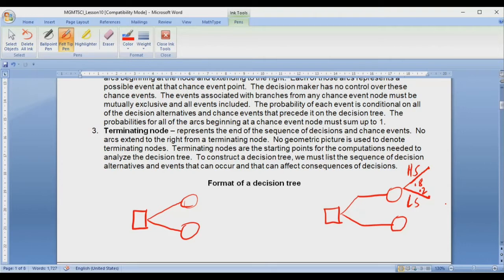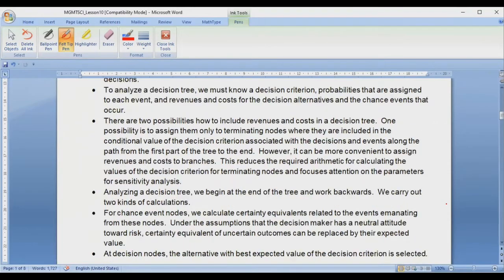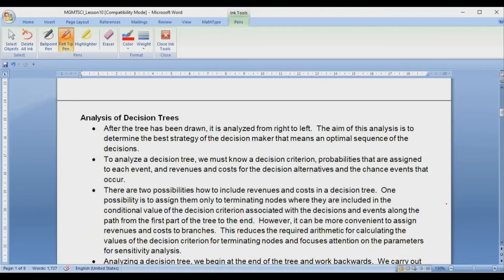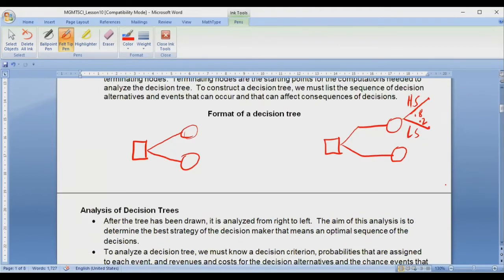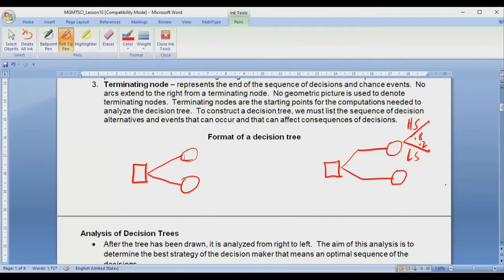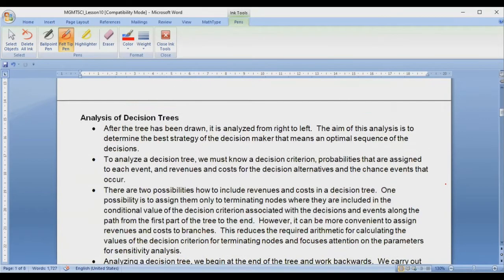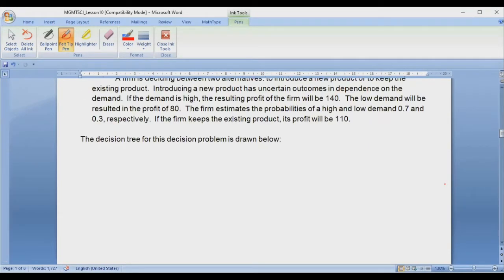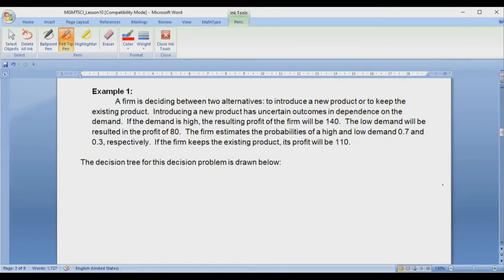So, those are the three types of nodes. So, how to analyze a decision tree? You write it first, you draw it from left to right, but when you analyze, you go from right to left. So you will start at the right end, then go backward. So let's take, for example, this problem.